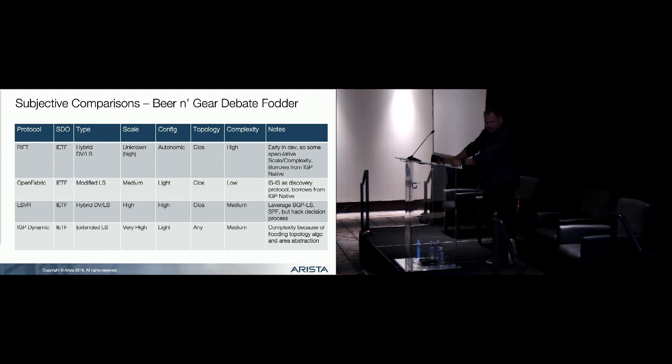And IGP dynamic, I could say medium there simply because it depends on how far you go with it. If you start doing multiple levels and start abstracting areas, there's some things that you'll have to do to make that work. And so there is a bit of complexity there. And then the flooding topology and understanding that in a dynamic environment may take some thinking. So we'll give it a medium.